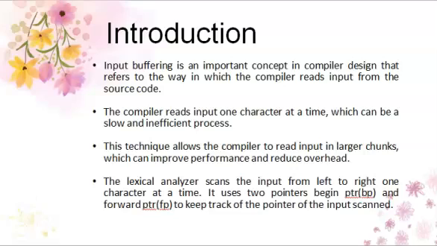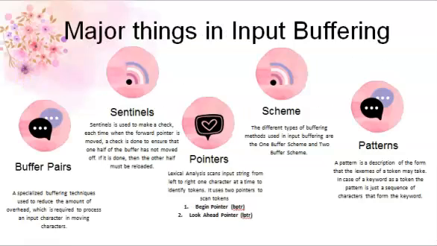Otherwise it must be read one character at a time, which can be a slow and inefficient process. This technique allows the compiler to read a large chunk of data, so that it can improve the performance and reduce overhead. In lexical analysis, the scanner reads the input from left to right, one character at a time, and it moves two pointers, one as a begin pointer and the other as a forward pointer. And these are the major things in input buffering.